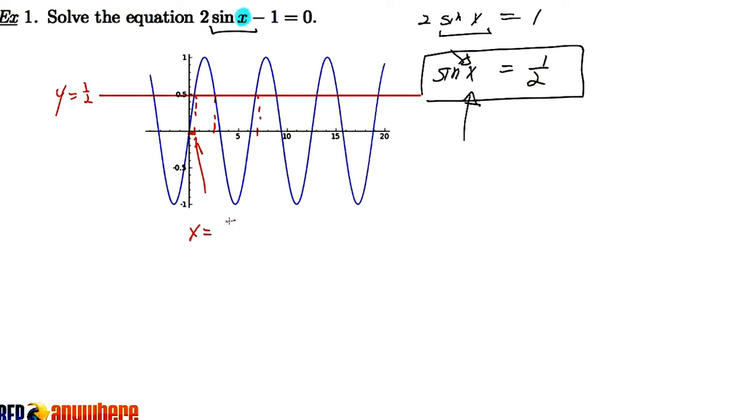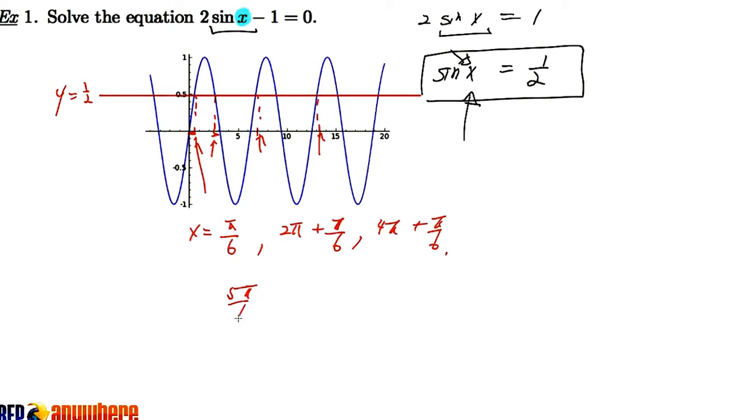I know this first one here. That value right there, I know x is going to equal pi over 6, because pi over 6 is 30 degrees, a special angle which gives the sine ratio to be half. Now finding the rest, the next one is pretty easy, because that's exactly 2 pi away from pi over 6. And the one after that, right here, is exactly 4 pi from pi over 6.